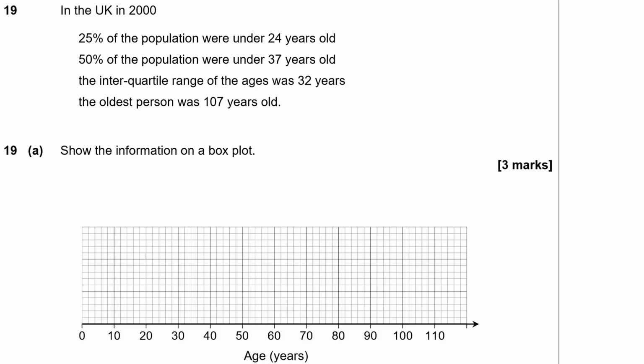Now, a box plot has a box in the middle and 2 whiskers and a line in the box like that. That line in the box is Q2, the median, and then we have Q1 and Q3, the lower and upper quartiles, and the whiskers go out to the highest and lowest values. So in order to draw this box plot, we need to know those 5 values there. So let's go through the question and see what it's telling us.